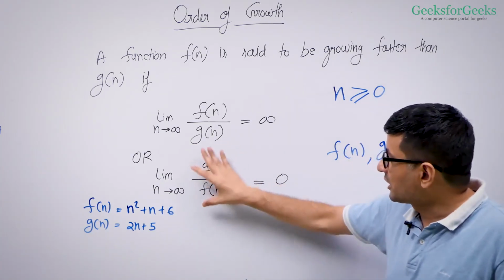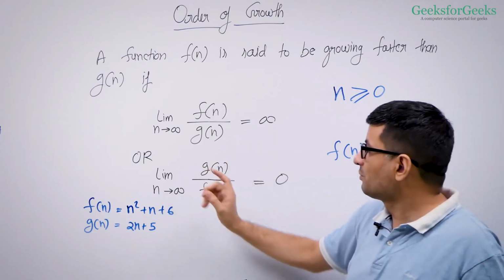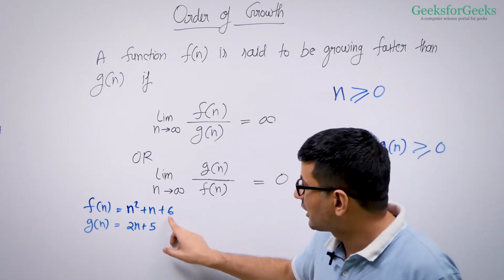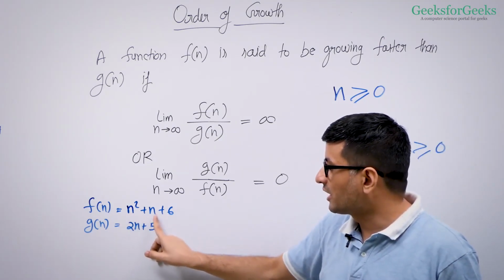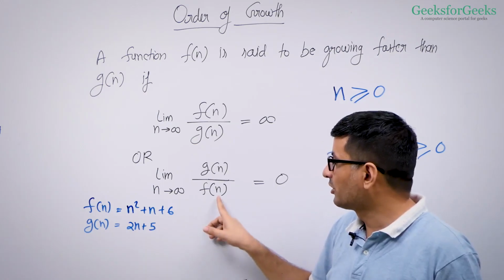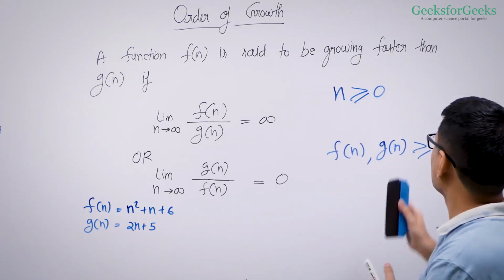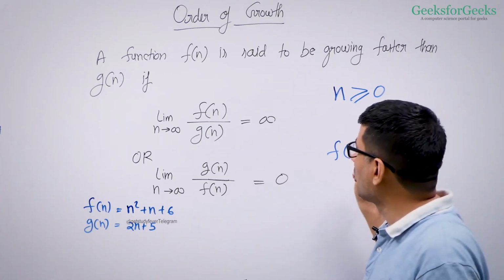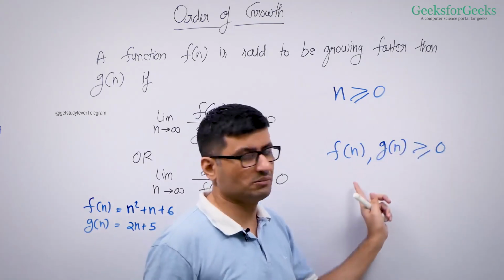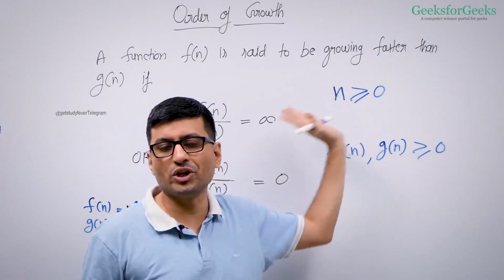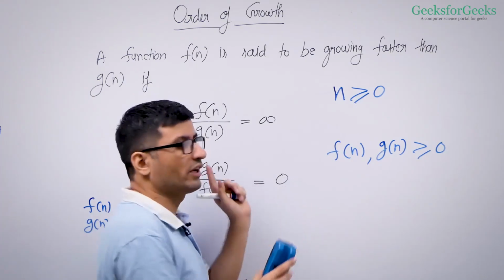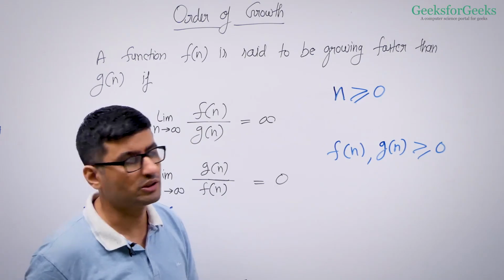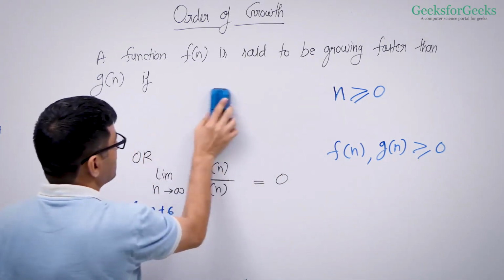I'm going to use this expression to prove that the order of growth of f(n) is higher. I've taken this example, n square plus n plus 5 and 2n plus 5, and I'm going to use this expression to show that f(n) is growing faster. And please remember, all this discussion is under these assumptions: the first quadrant of the 2D coordinate system, where n is greater than or equal to 0, and f(n) and g(n) are also greater than or equal to 0. They are mainly positive functions.